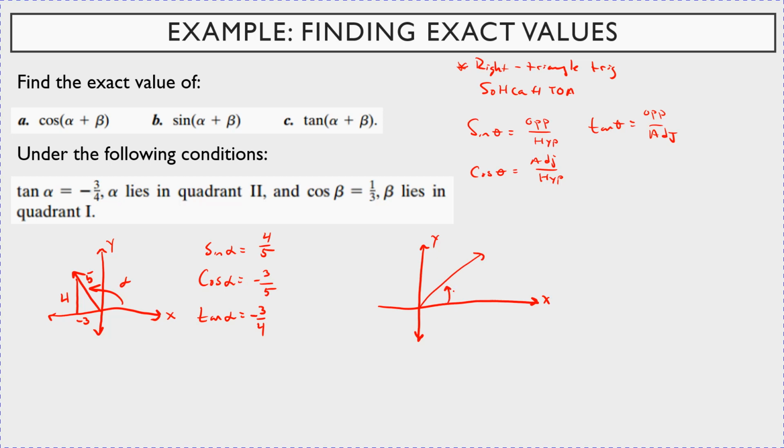So here's beta. And look, cosine is adjacent over hypotenuse, which would be 1 over 3. All right, so you're going to need to use the Pythagorean theorem here to solve this out, right?